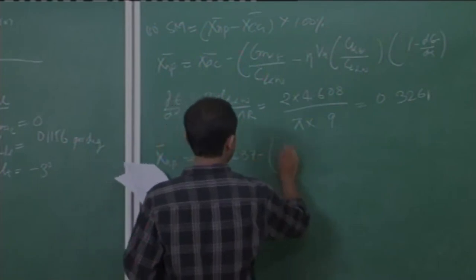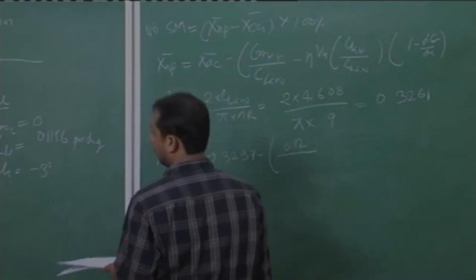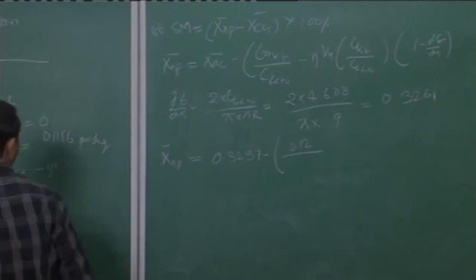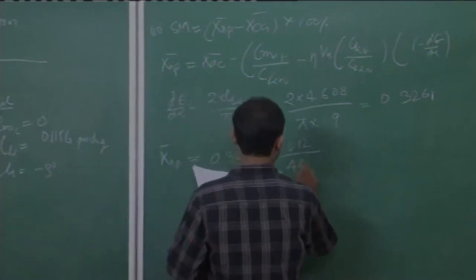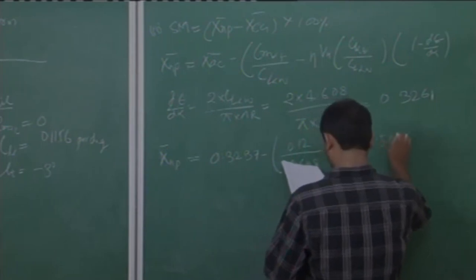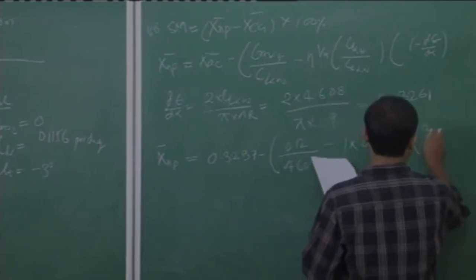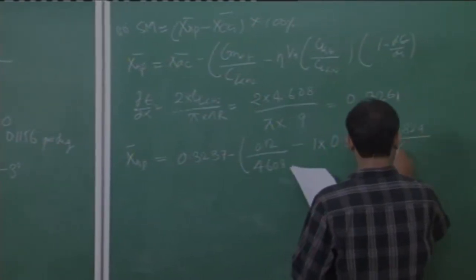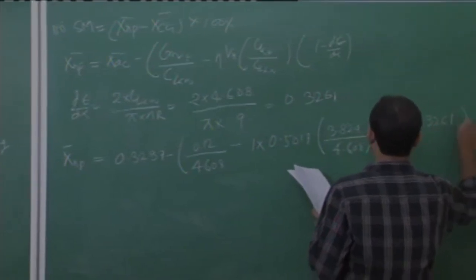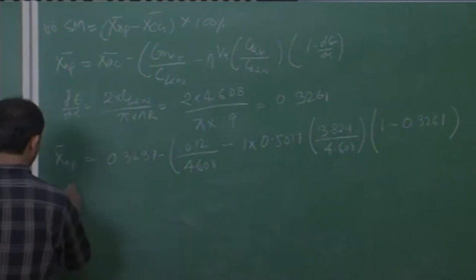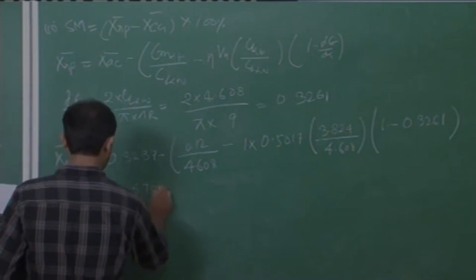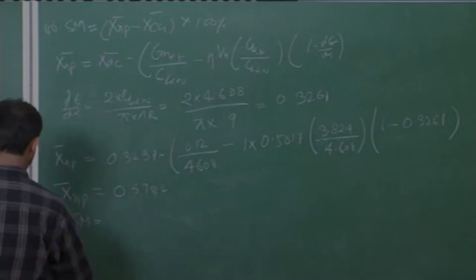0.3237 minus 0.12. CM alpha is given as 0.12 per radian. 0.12, 4.608 minus... eta we have taken as 1, VH we calculated as 0.5017, CL alpha of tail is 3.824 by CL alpha of wing, which is 4.608 into 1 minus 0.3261. X_NP will get us 0.5782.